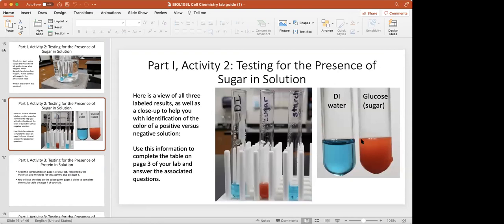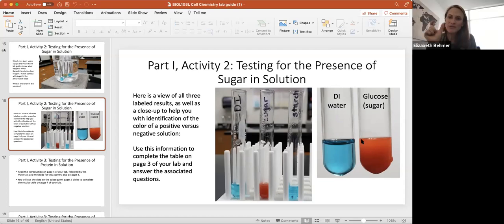Yeah, I have a question. So for the reagent color and the Benedict's, that column right there will all be the same because it's all using the same solution, right? Yeah, so whenever it asks for the reagent color in the first column, it'll always be the same because that's what you're starting with.